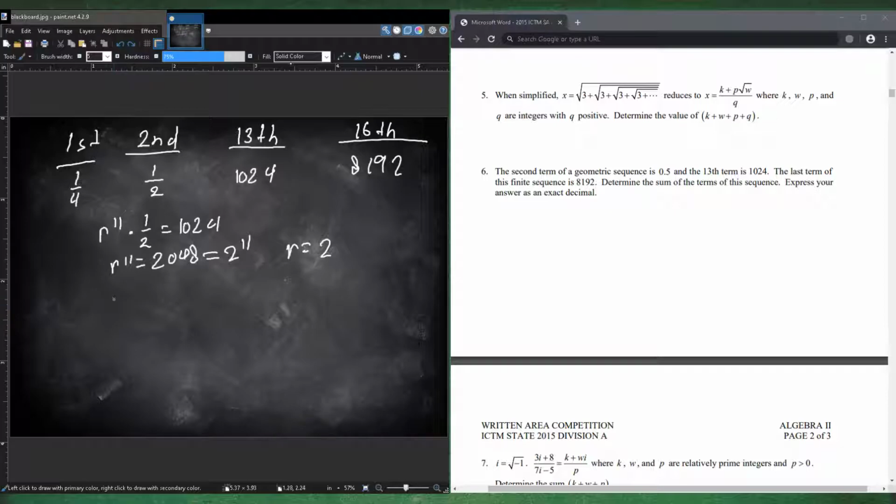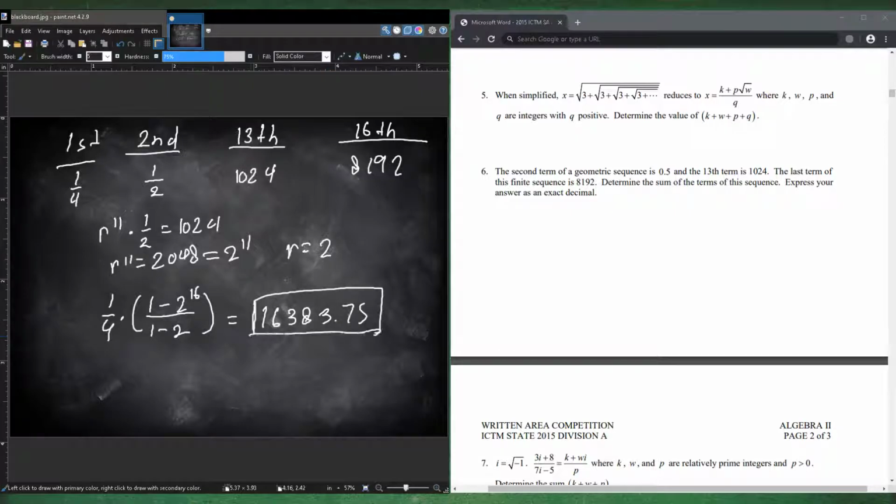So the general formula is going to be the first term, 1/4, times 1 minus the ratio, which is 2, to the power of how many terms there are? There's 16, divided by 1 minus the ratio. So you could use your calculator for this. That is 2 to the power 16, 1 minus that, divided by -1, and then divided by 4. And we write it as a decimal, so we have 16,383.75.